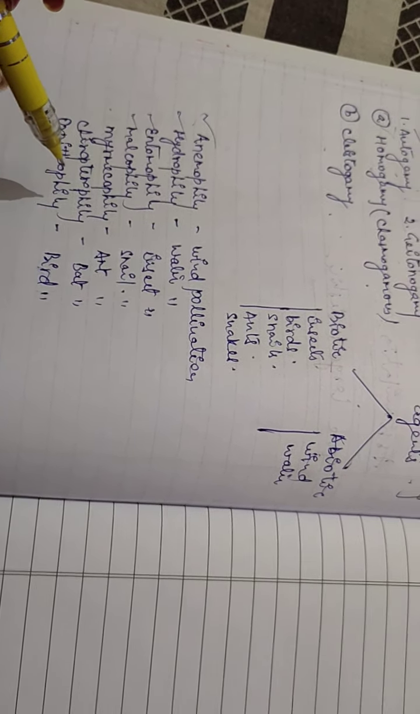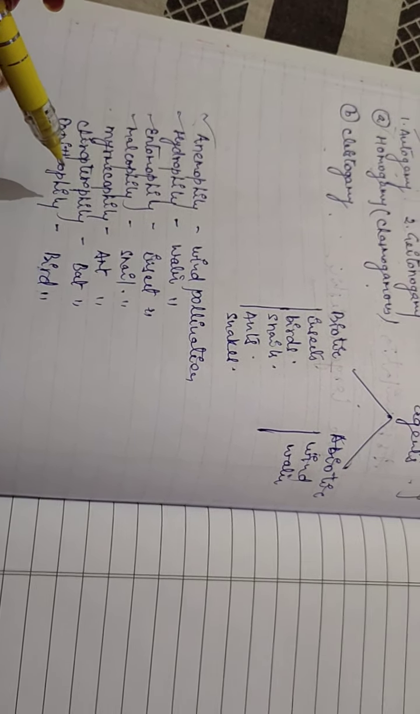Next, autogamy occurs in all those intersexual or perfect flowers. As I told you, bisexual flowers are perfect flowers where male and female sex organs are present in the same flower. These either remain closed, or the anther and pollen come in contact with the stigma by gravity or mechanical means. So autogamy is again of two types, homogamy and clistogamy. In homogamy, or chasmogamous, both the anthers and the stigma are close together.